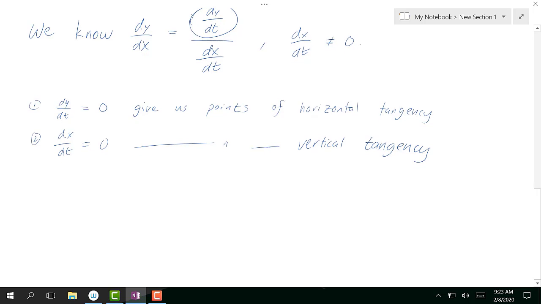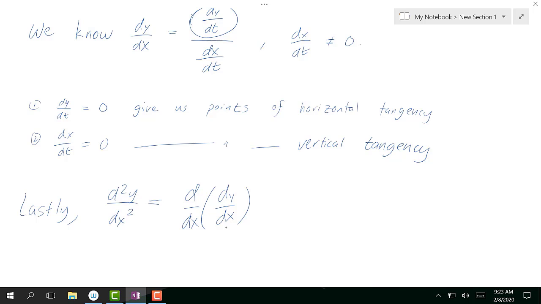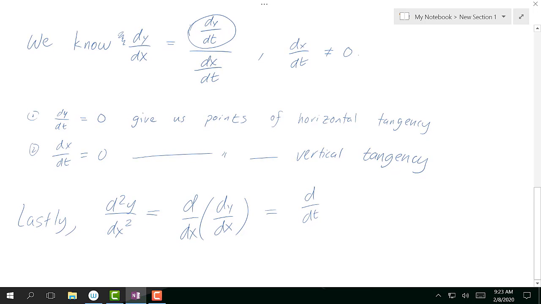And then one last thing, just so we have it written down, is that when we're looking at concavity, that is, information about the second derivative, what we have is d squared y over dx squared, the second derivative of y with respect to x, which, by definition, is the derivative with respect to x of dy dx. And so what we're going to do is take the derivative with respect to x of dy dx, but recall that dy dx is right up here. And so what we actually end up getting is the derivative with respect to t of dy dx, over dx dt.